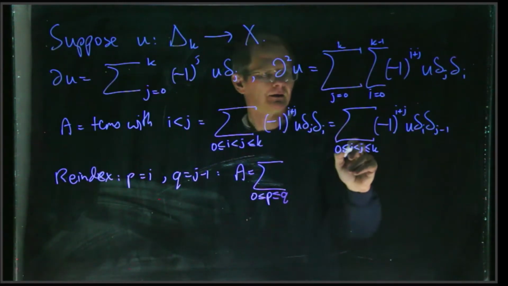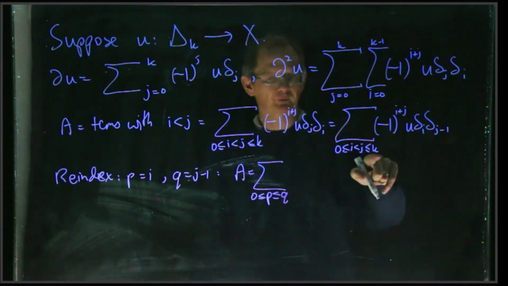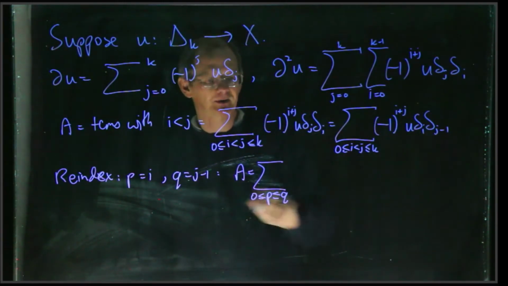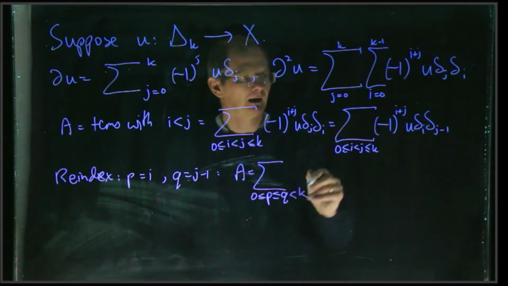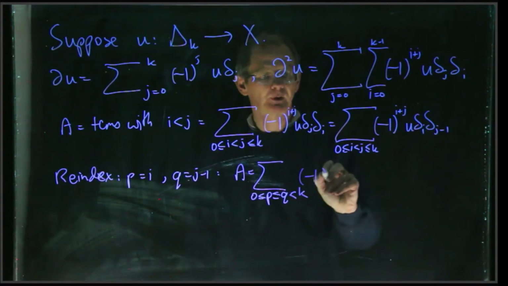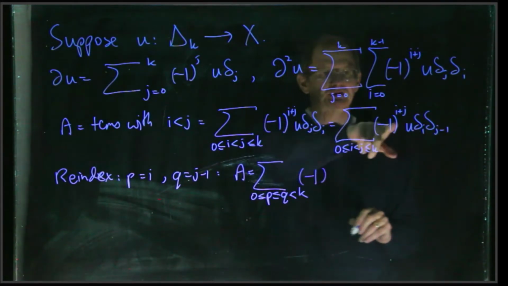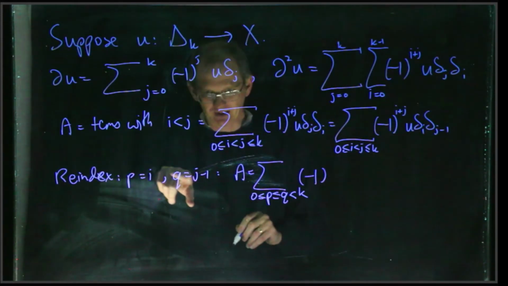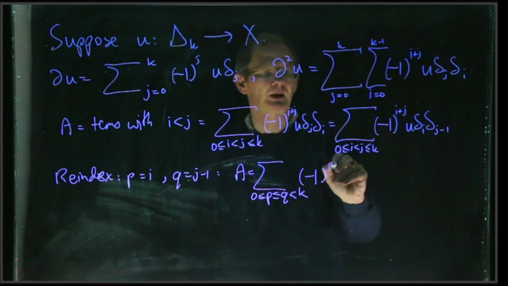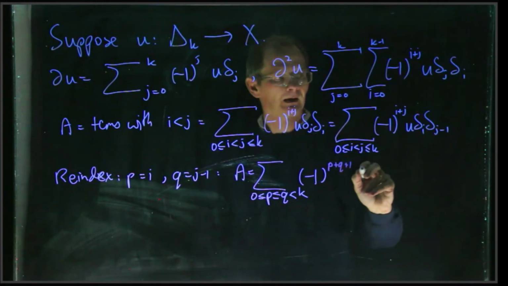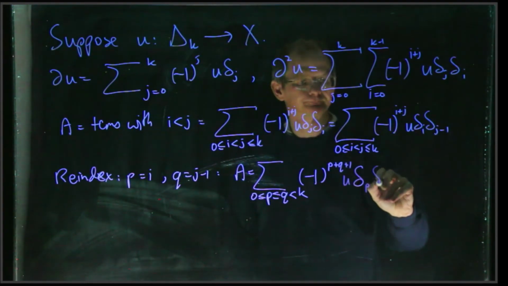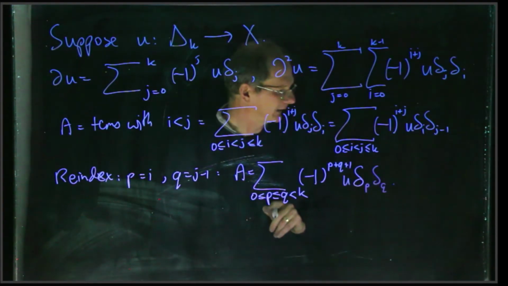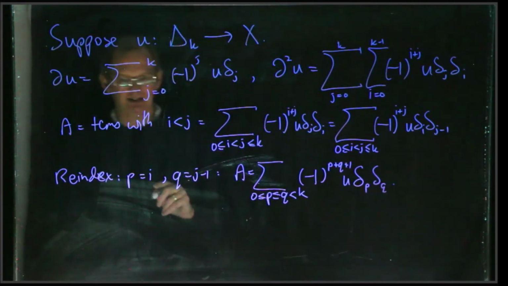And then because j is less than or equal to k, and here we've got j minus 1, so that's going to be strictly less than k. And then here you've got minus 1 to the power i plus j, but j is q plus 1, so this is p plus q plus 1. And then you've got your u, and then this delta p delta q. So that's your A.